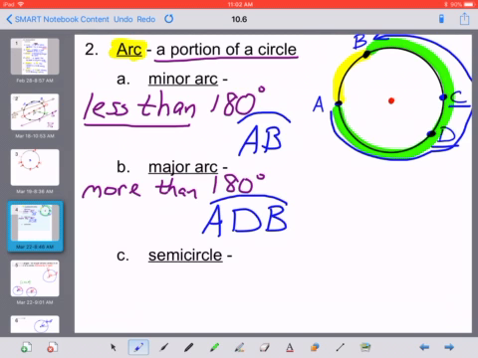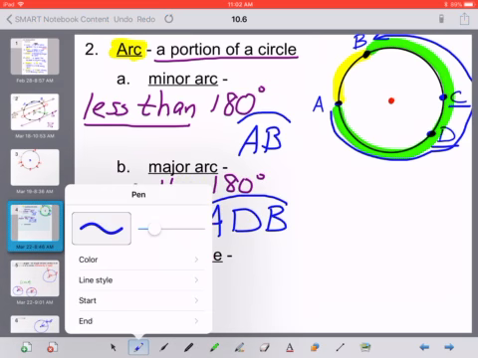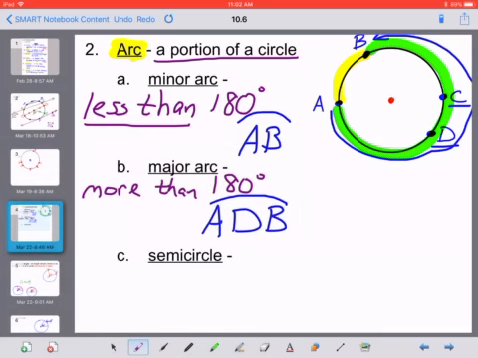And the last one we have right here is a semicircle, and that's a word that I'm hoping you guys know already. The prefix semi means exactly half, so a semicircle is going to be an arc whose measure is exactly 180 degrees, no more and no less.